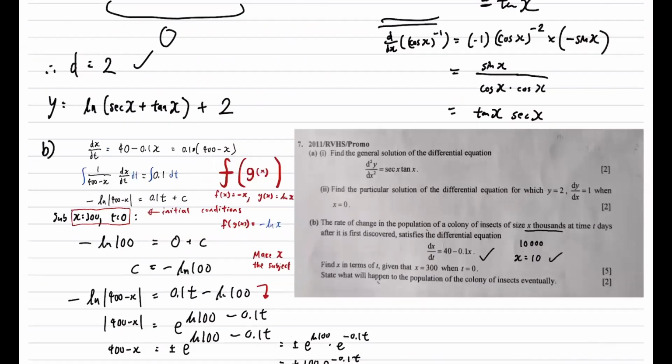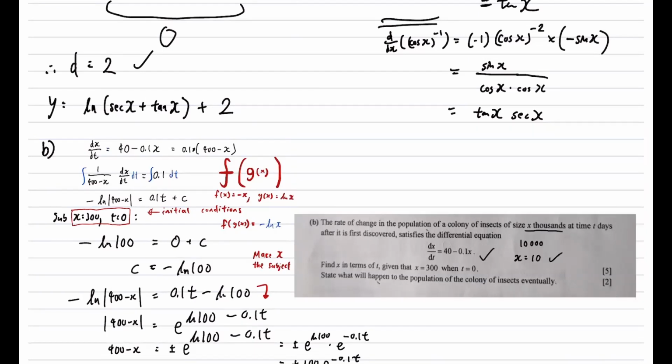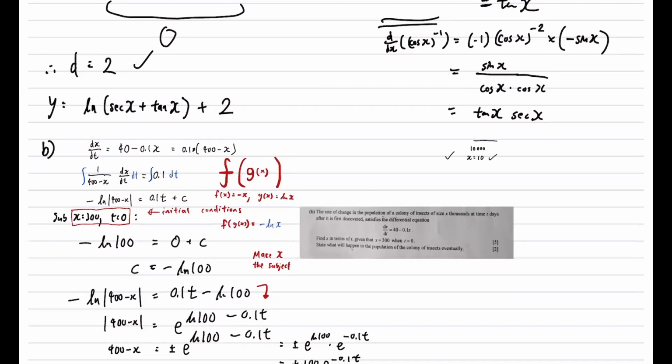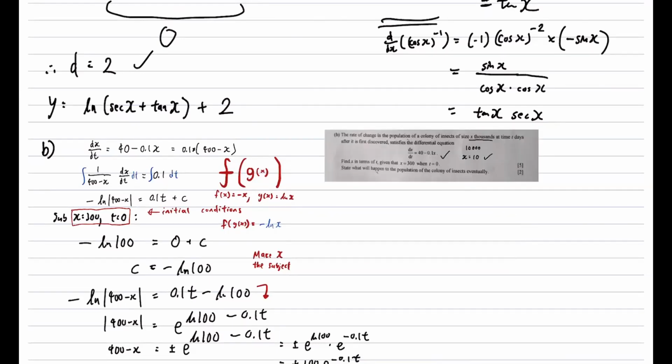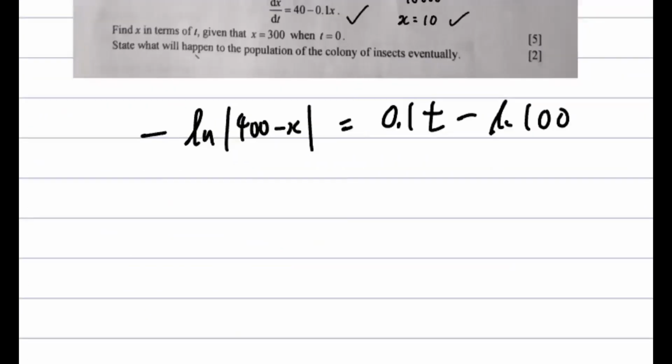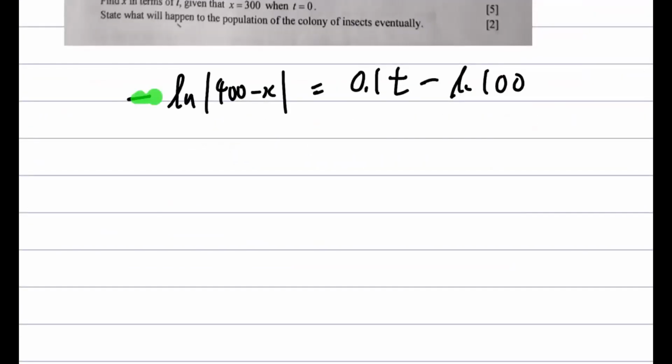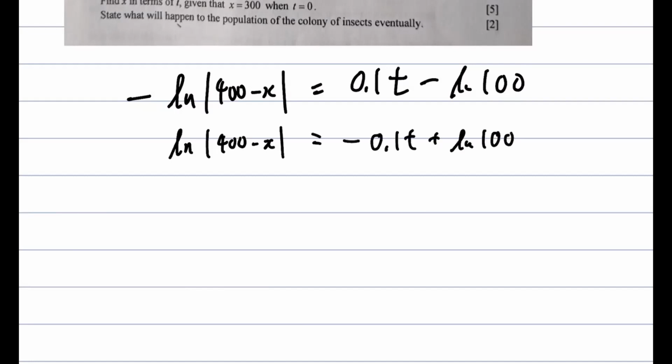Hold on a sec. Let me just crop this, shrink it down so I have more space. I'll copy the working over. I'll give you some hints, okay? Then you try again. Here, first layer negative, so you throw the negative to the other side. Left with ln of 400 minus x equals negative 0.1 t plus ln 100. Correct? Yeah.